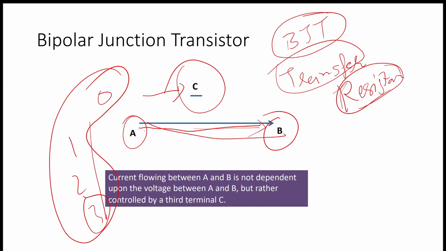This current is independent of the voltage applied between A and B when we are controlling the current with the third terminal. So we are transferring the resistance from this terminal C. We apply the voltage or current at this terminal, and we transfer the resistance between A and B. So this is the transfer resistance.